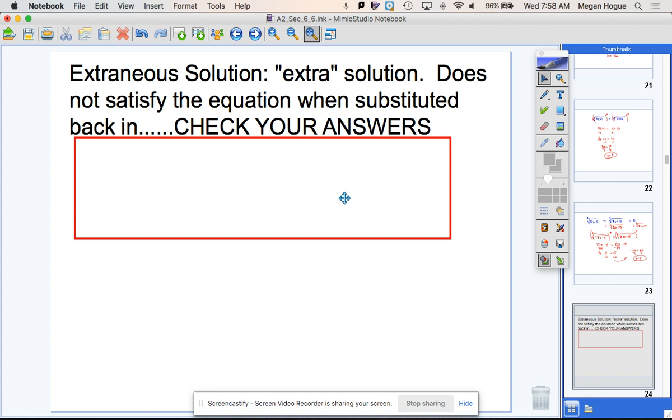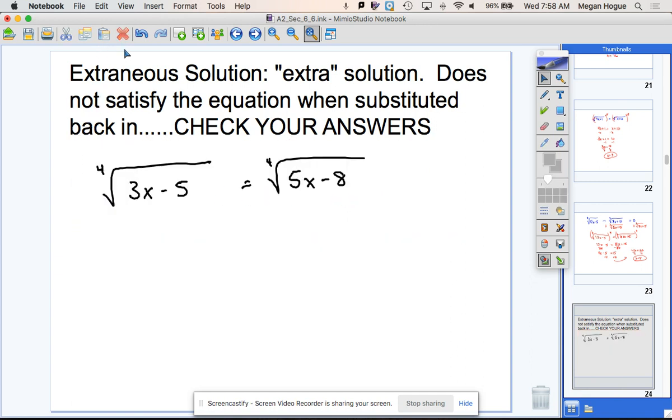So these next few we're going to have to check because they might have these extra solutions. So this is the first one. It looks like the same thing we've been doing, but it may not yet. It may have one of these extra solutions, extraneous solutions. I've got the 4th root of 3x minus 5 equals the 4th root of 5x minus 8. Well, they're on opposite sides, so that starts off well.